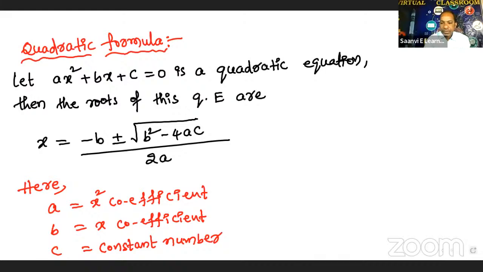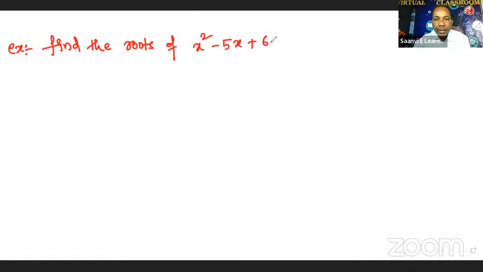Let us see how to find the roots. Now write one example, you can understand easily. Write one example. Question: find the roots of x square minus 5x plus 6 is equal to 0 by using the quadratic formula.